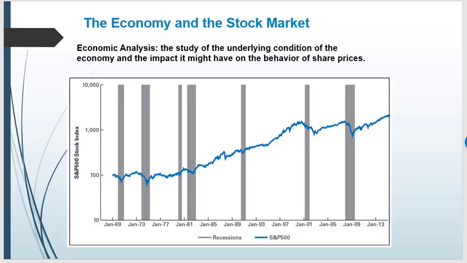So if you think about economic analysis, we want to study the underlying conditions of the economy and how that might affect prices. As you can see here, the S&P 500 is the blue line, and these gray lines represent recessions. And what you notice is, let's look around January of 2001 in this time frame, that the market was at a peak. And shortly after its peak, obviously, the implication is the market's going to fall.